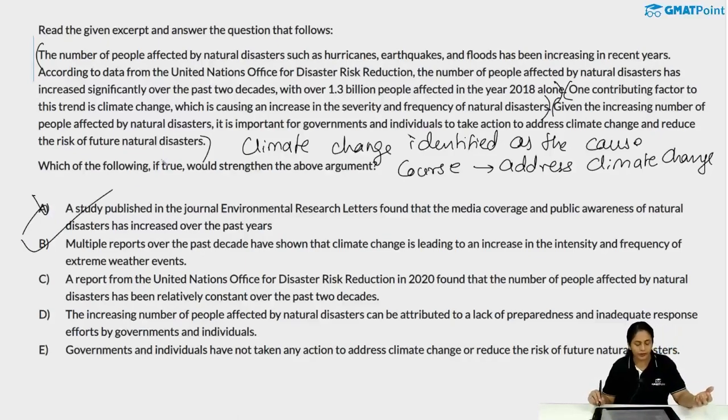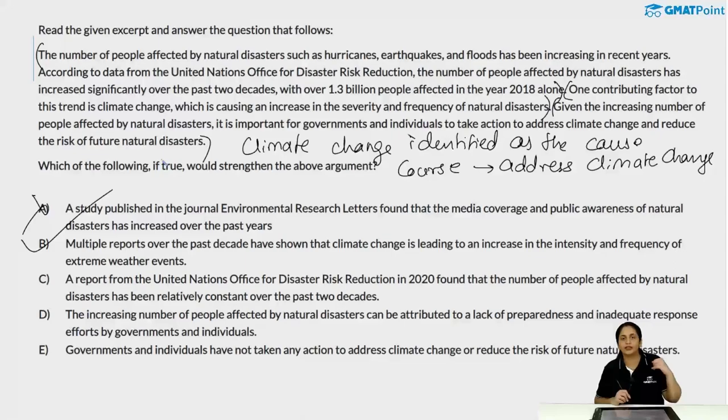Let's take a look at options C, D and E as well. A report from the United Nations Office for Disaster Risk Reduction in 2020 found that the number of people affected by natural disasters has been relatively constant over the past two decades. Now, this is actually true. It actually refutes our main point. Our main point is that because of climate change, the number of people affected is increasing.